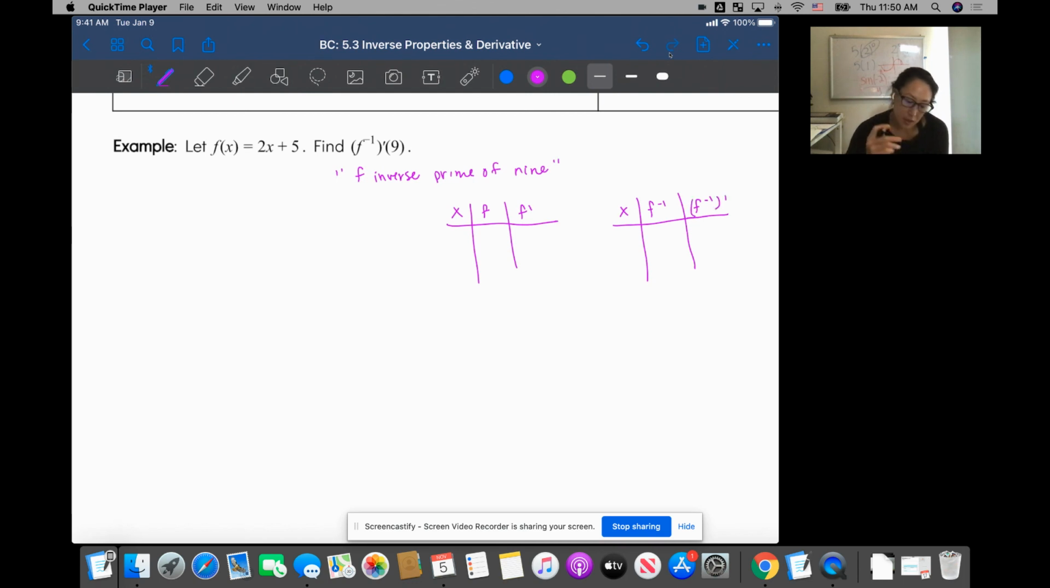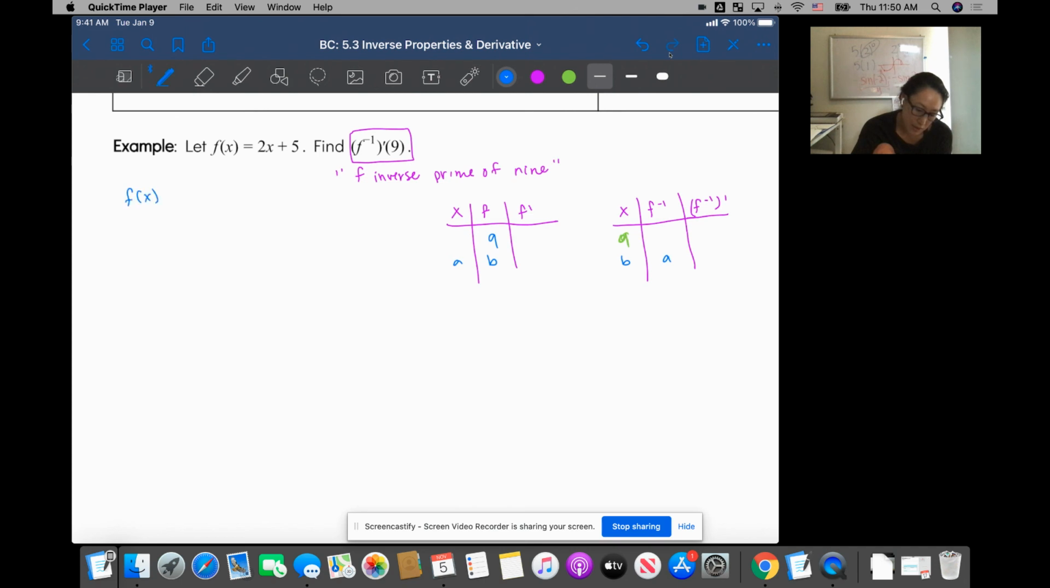Okay, so if I'm starting with f, I want to find f inverse of 9. So that means that the input is 9. That means that the output of the original would be 9, right? This is my B and my A and my A and my B, okay? So I can find my coordinating x value by plugging that into my function.